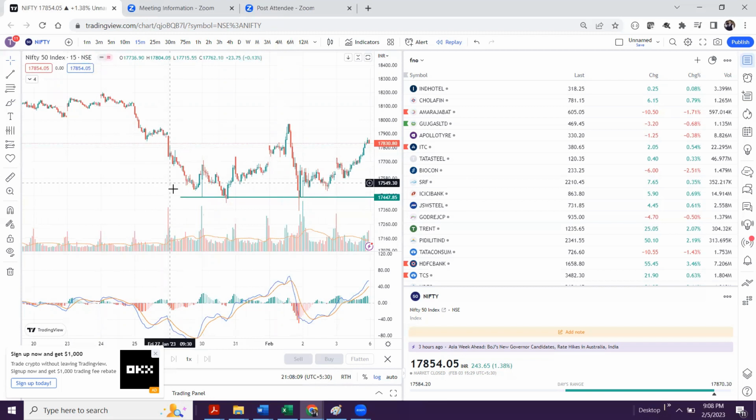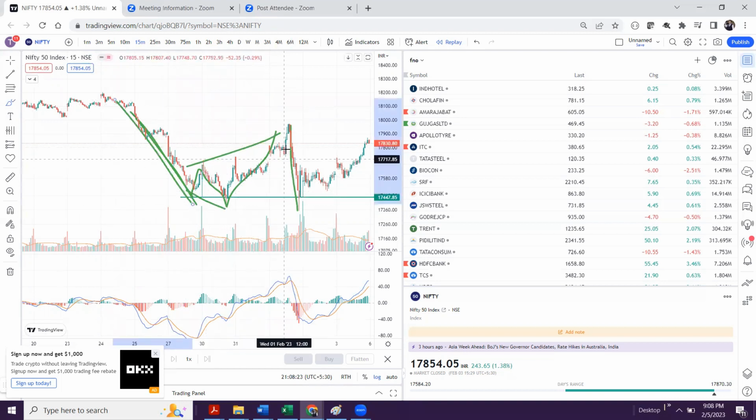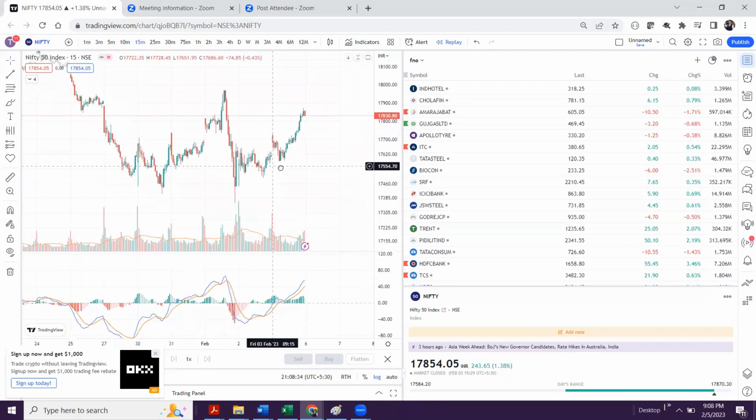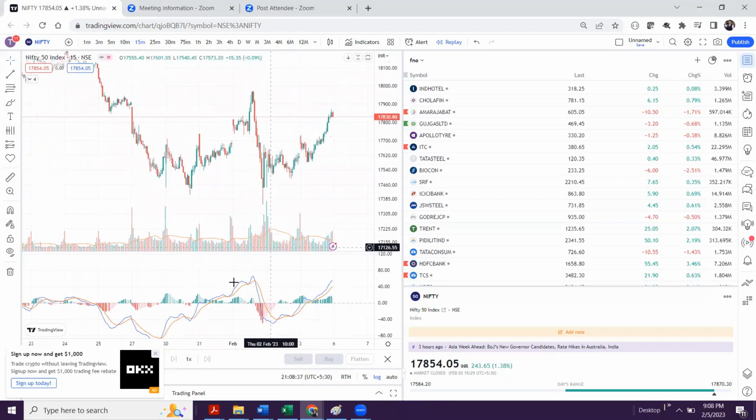To complete this wave, for this down move, we had this down move, and in between there was this correction, this correction, this impulse. So irrespective of what is happening in the news, you can see these structures help us. Now let us see what exactly happened after this.